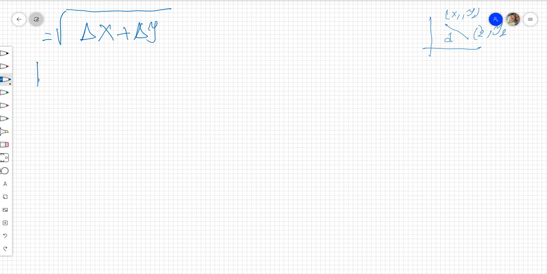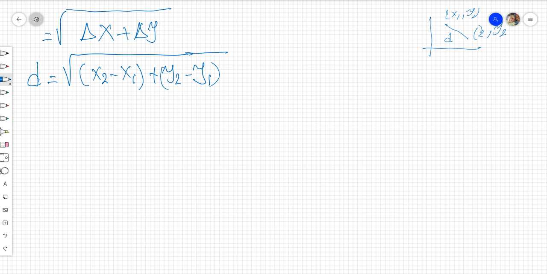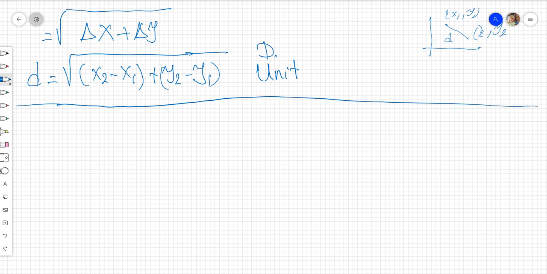So d will be the square root of (x2 minus x1) squared plus (y2 minus y1) squared. And of course, distance will be in distance units. Okay. Second thing we will revise: we could use it in algebra and geometry, especially in questions to find x, but also when they mix in the area, the perimeters and the volumes.